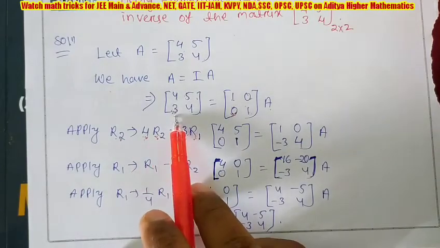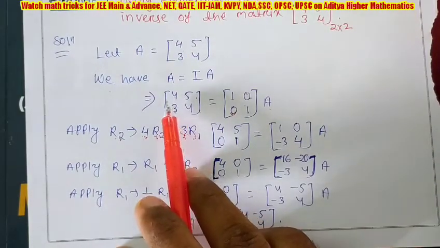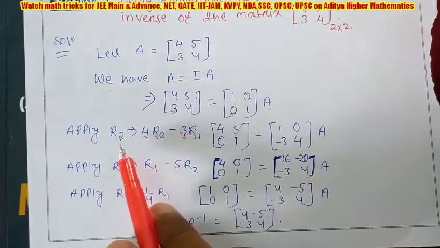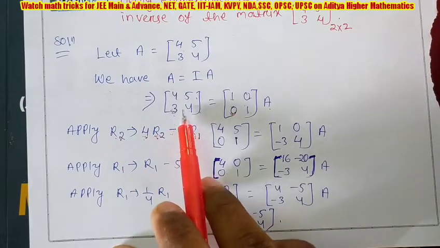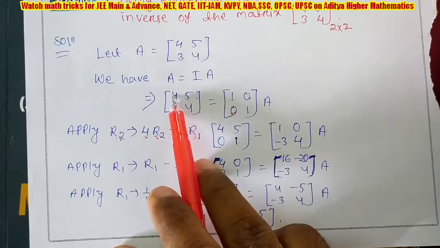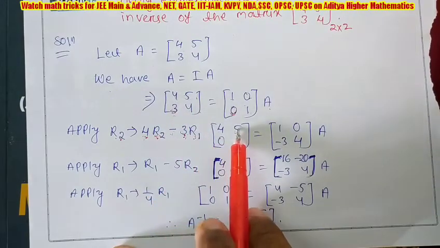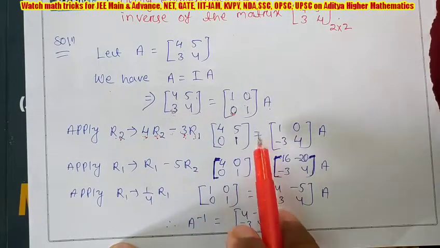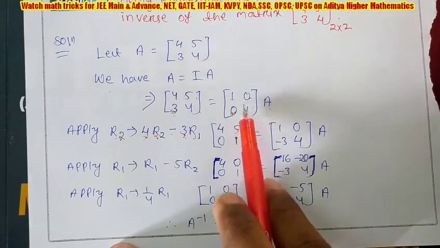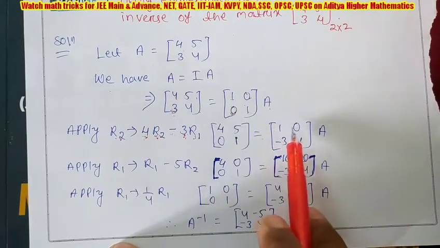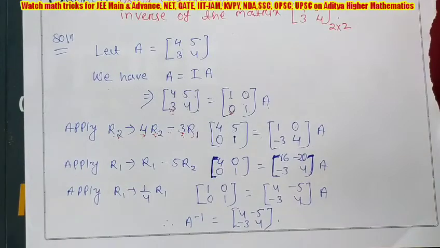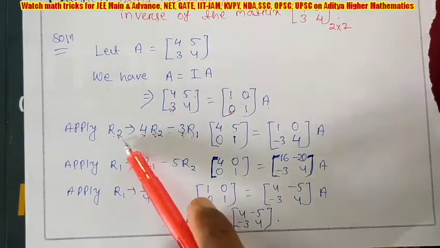Then only we can get 0, because 4 into 3 is 12 and 3 into 4 is 12. If we subtract, then it is 0. But we are not changing R1. So R1 is 3, 4, and on the right side, I told you only the identity matrix has to change. R1 is 1, 0, so writing the same thing, 1, 0. Now apply R2.